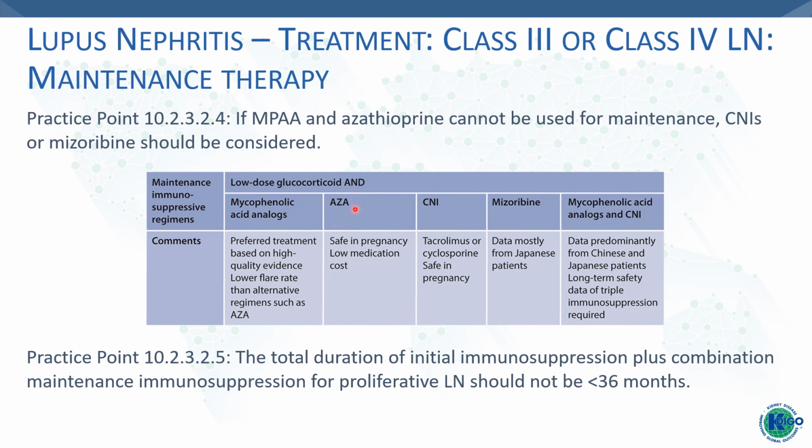Azathioprine actually is safe in pregnancy and is cheaper than mycophenolic acid analogs. CNIs are also safe in pregnancy. Mizoribine data are mostly from Japanese patients. Mycophenolic acid analog and CNI combination data are also from Chinese and Japanese patients. Long-term safety data of triple immunosuppression is required before use. The most important point is that the total duration of initial immunosuppression plus combination maintenance immunosuppression for proliferative lupus nephritis shouldn't be less than 36 months.